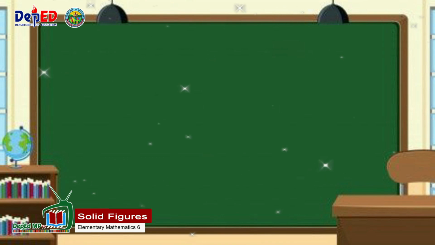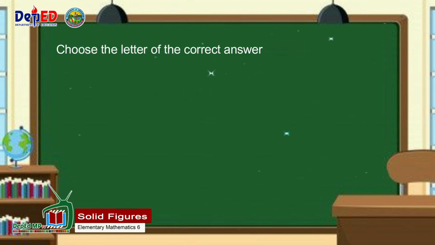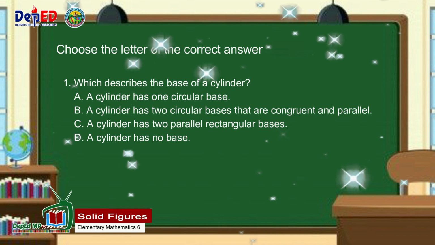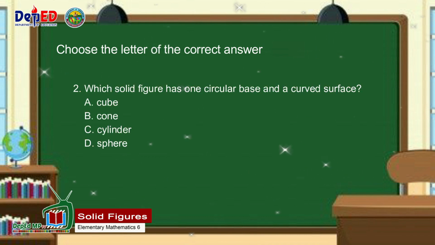Are you ready now for our assessment? Choose the letter of the correct answer. I will read the question, but you need to read and analyze the given choices properly. Number 1. Which describes the base of a cylinder? Number 2. Which solid figure has one circular base and a curved surface?